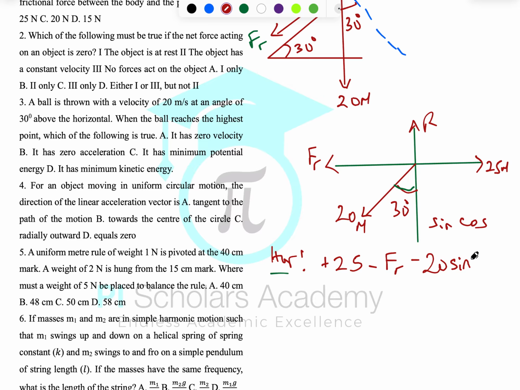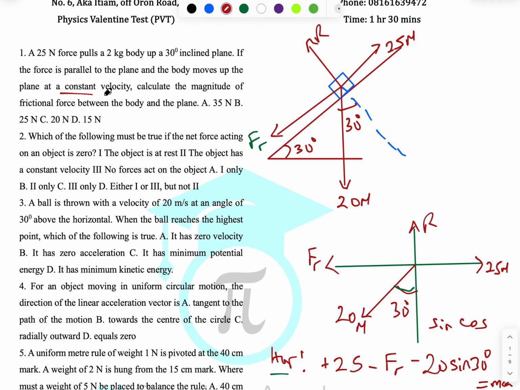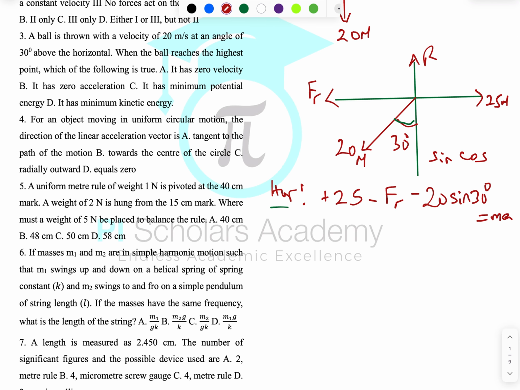Sine 30 degrees. But if the answers are the same, we use cosine of the angle. So in this case, normally this is supposed to be equal to mass times acceleration. That is, this is the net force in the horizontal direction. It's supposed to be equal to mass times acceleration. But because the question told us that this body moved with a constant velocity, it implies that the acceleration is going to be equal to 0.